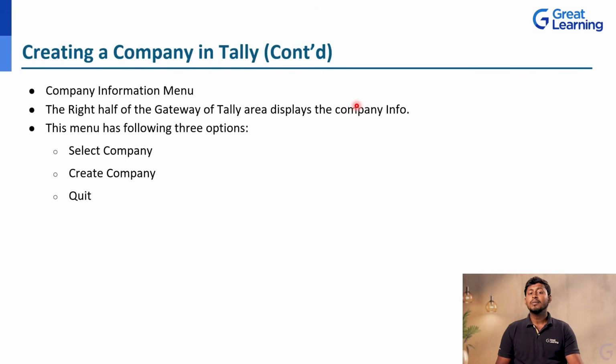So on the right side, that will display all the company information. This menu has the following 3 options: select company, create company and quit. Select company is nothing but we can select other companies. For example, take Tata. They have the name Tata, that is the brand name or the company name.